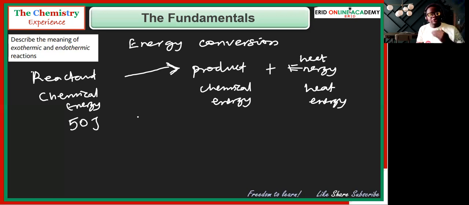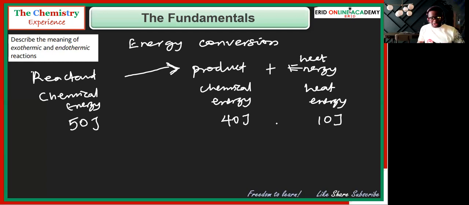But when the reaction progressed and formed products and the reaction ended, I have 40 joule of chemical energy in the product, then this other energy will be 10 joule because of the law of conservation of what? Energy. Energy is neither created nor destroyed. It is converted from one form to another.